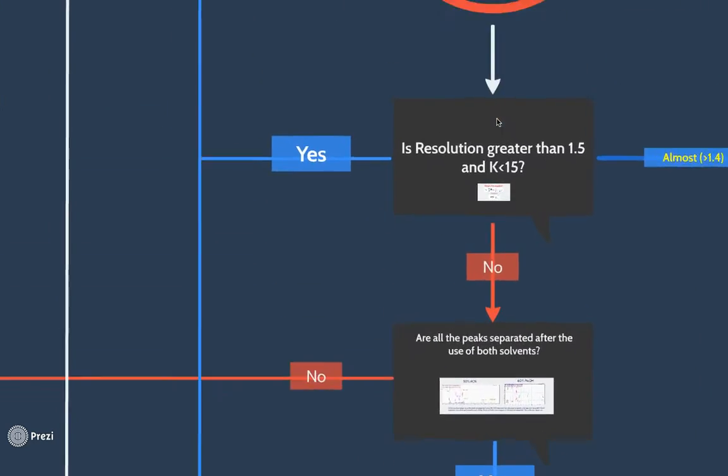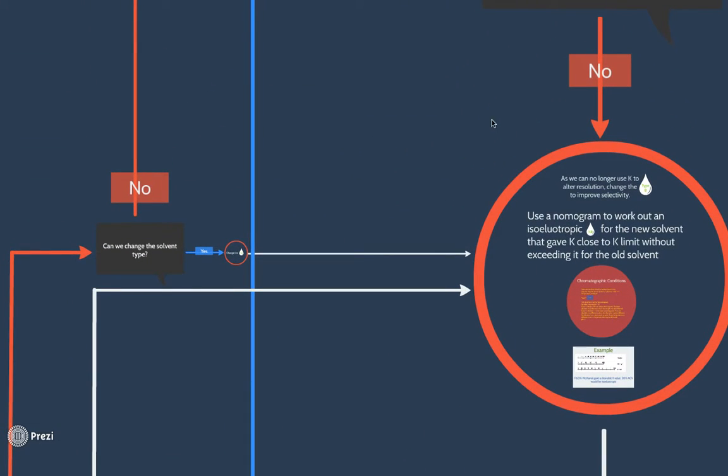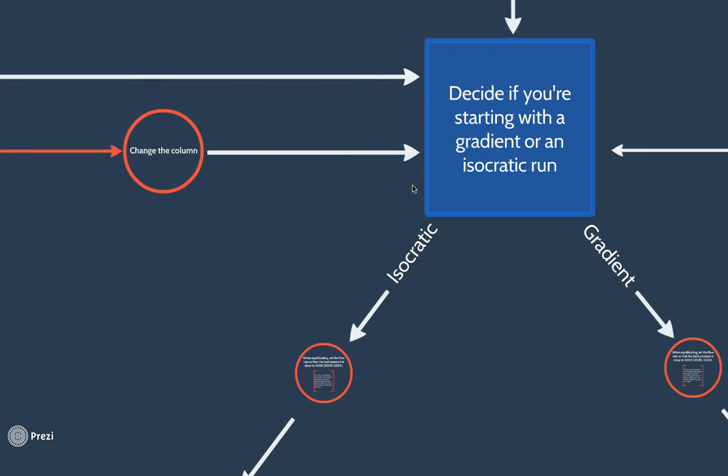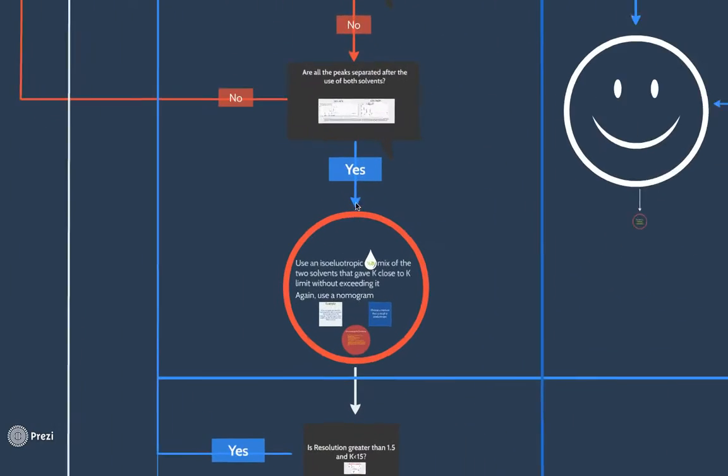But if we answer no, so if that is not the case, then we see if we can change the solvent type again. And if we can, by all means, go and change the solvent type, use the nomogram again, and see if all the peaks are separated by two of the solvents. But if we've used all the different mobile phases, then we need to go back to the start and change the column, and then go back to that blue box.